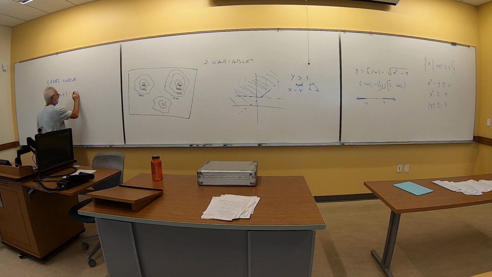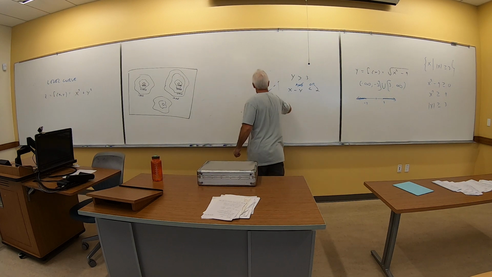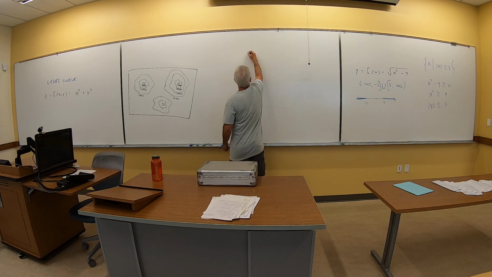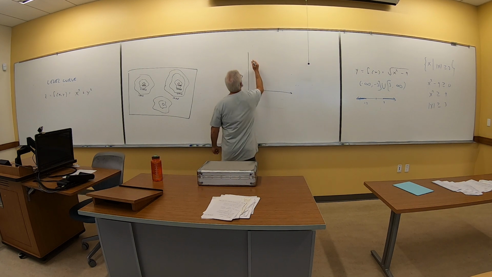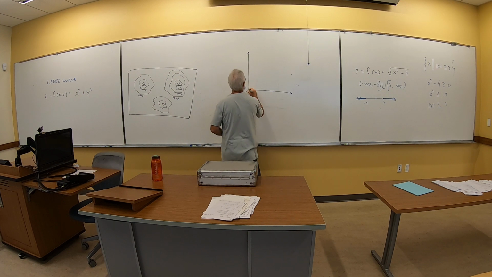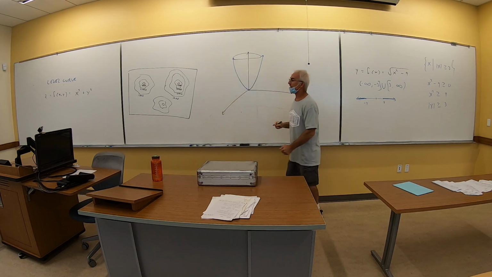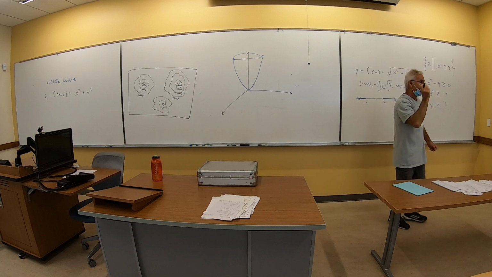Well, actually, let me do this. Sorry. Let me do this one. Keep it simple. Okay. My personal favorite. This is my favorite graph to work with because I can draw it fairly easily. Okay. What this looks like, it's a circular paraboloid. We know that.